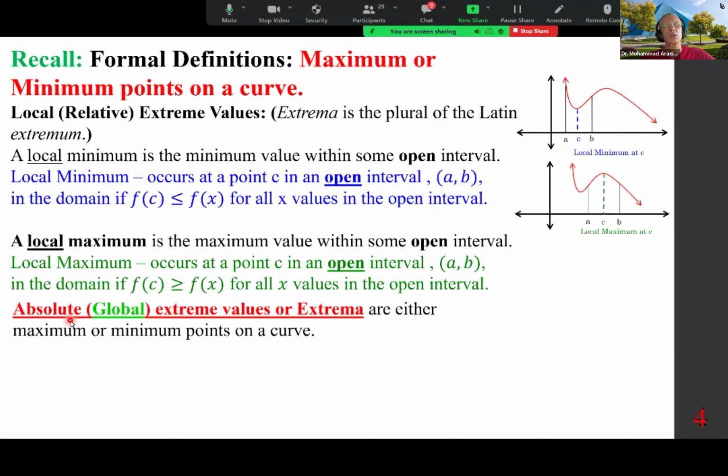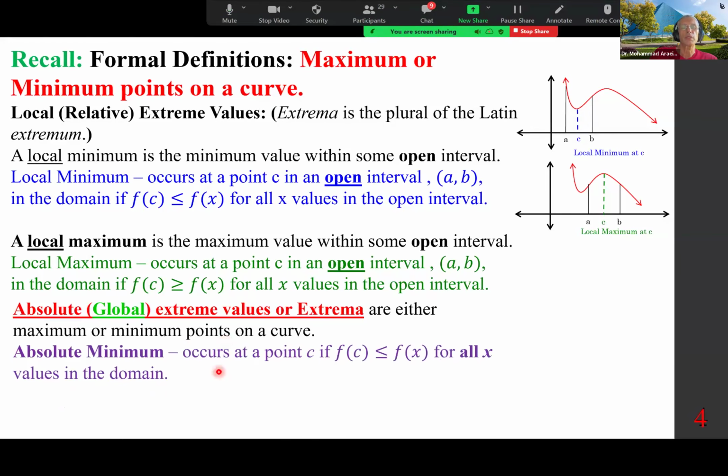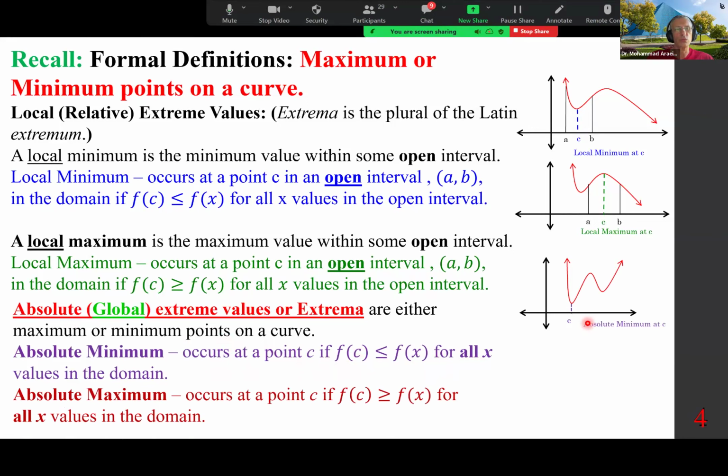Absolute, also known as global extreme values, are either maximum or minimum points on a curve. An absolute minimum occurs at the point c if f of c is less than or equal to f of x for all x values in the domain, as the graph indicates. Let me also show you the absolute max. It occurs at the point c if f of c is greater than or equal to f of x for all x values in the domain.